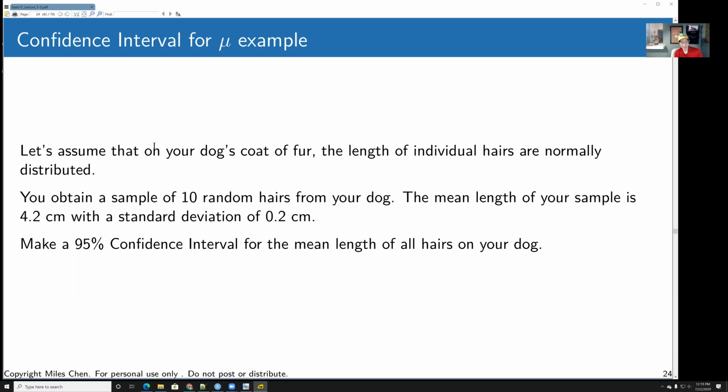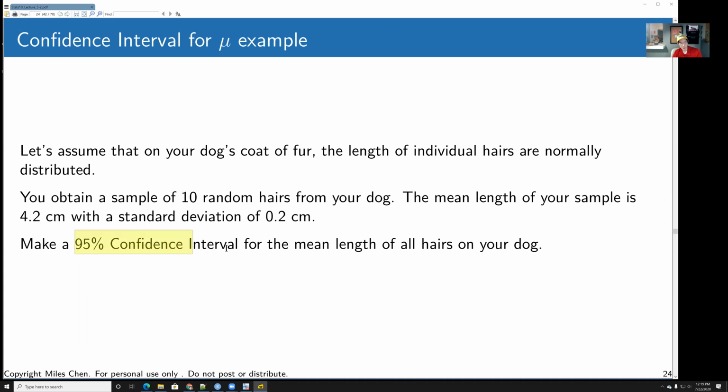And let's say you obtain a sample of 10 random hairs from your dog, and you decide to measure these. I don't know what you're doing, but you decide to measure how long each of these hairs are because you're interested in the average length of your dog's hair. And the mean length of your sample, let's say, is 4.2 centimeters. So I guess 42 millimeters with a standard deviation of 0.2 centimeters or 2 millimeters, okay?